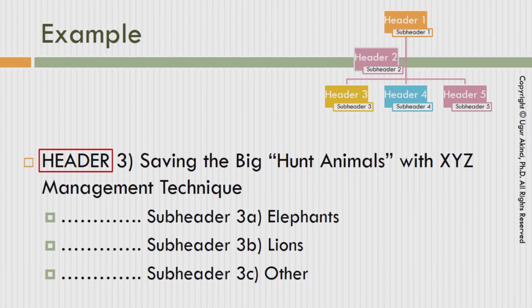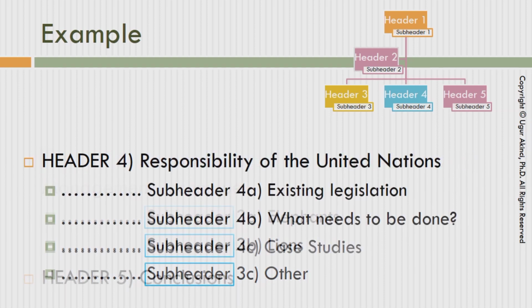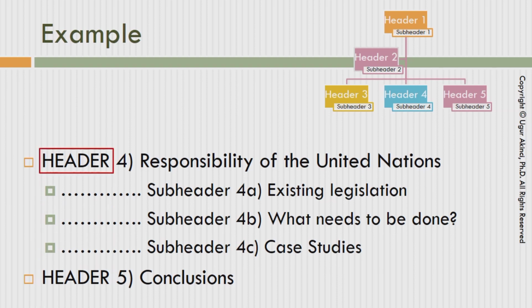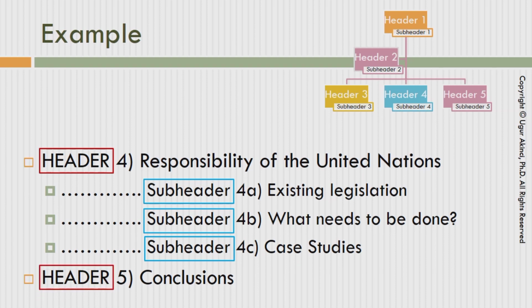And under this header, we will have our first subheader, elephants, followed by another subheader, lions, and any other subheader, subtopic we'd like to have. Header 4, responsibility of the United Nations, followed by the first subheader, existing legislation, what needs to be done, and case studies, followed by our 5th header, conclusions.